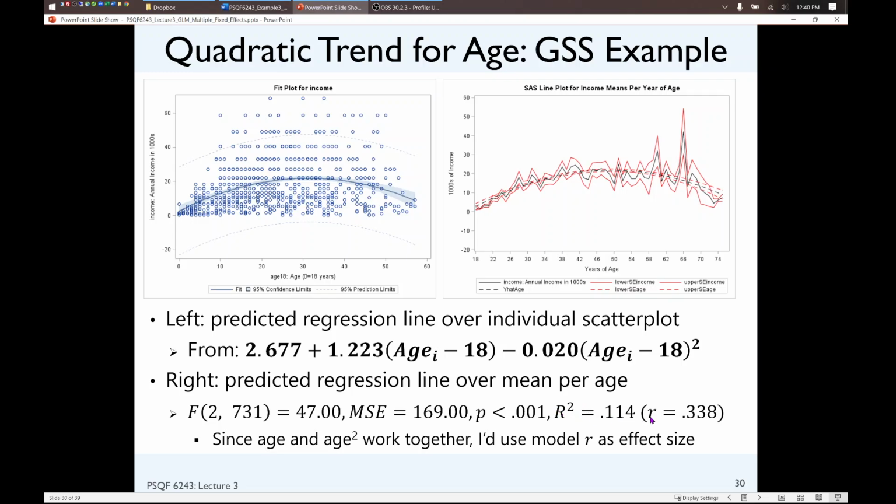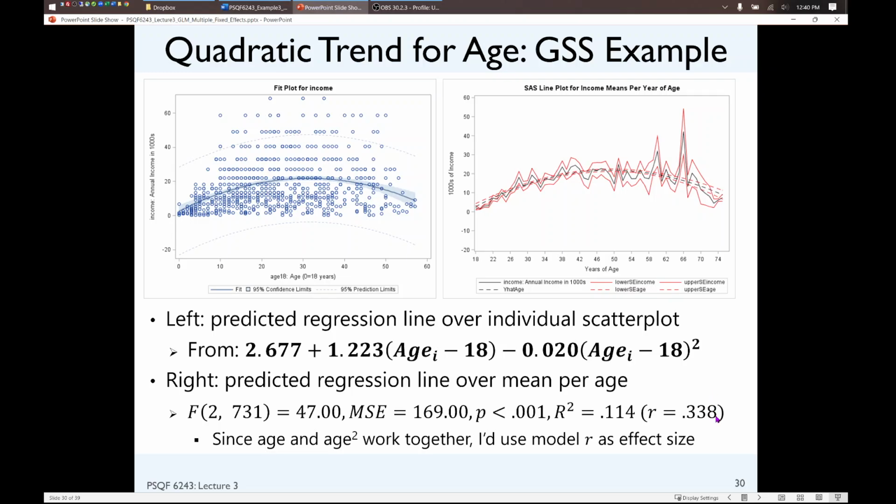If I unsquare it, then the R that goes with it as an effect size is 0.338. So another way to say that is that the income predicted by age using this curvilinear function and the real income are correlated at 0.338.